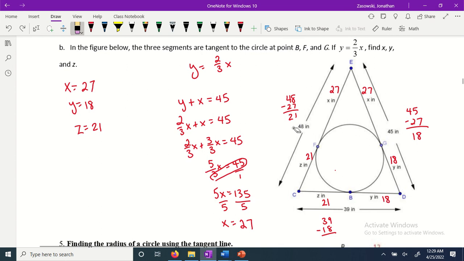And then you can either subtract 27 from 48 using our hat rule here to get 21, or 39 minus our 18 to get 21. Either way, you should end up with 27, 18, and 21 for question B.